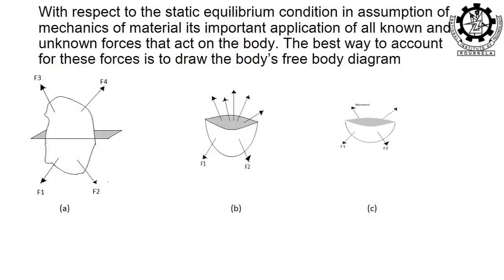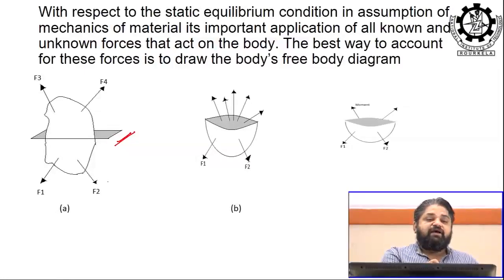Now, with respect to the static equilibrium condition, some assumptions have been shown here. All of you know what a free body diagram is, and how we normally draw it. Let us say I am considering a body, and this plane is an imaginary plane, just like a knife. If I cut a body with a knife, this imaginary plane passes through the body and cuts it into two halves, and on these two halves you can see the A, B, C, three different parts shown.